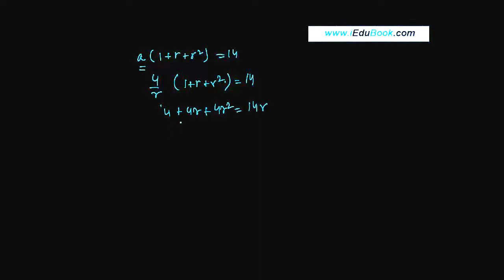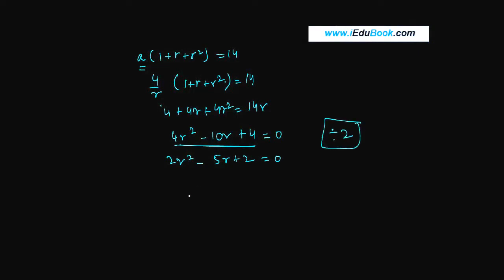Make this equation 1: 4r square minus 10r plus 4 is equal to 0, since 14r when it goes to this side becomes minus, plus 4r gives you minus 10r. Or you can also write this as 2r square minus 5r plus 2 is equal to 0. Why? We just divided the entire equation by 2. Can I now solve this? We can write this as 2r square minus 4r minus r plus 2 is equal to 0. 2r, let's take it as common, r minus 2, minus 1, r minus 2 is equal to 0.